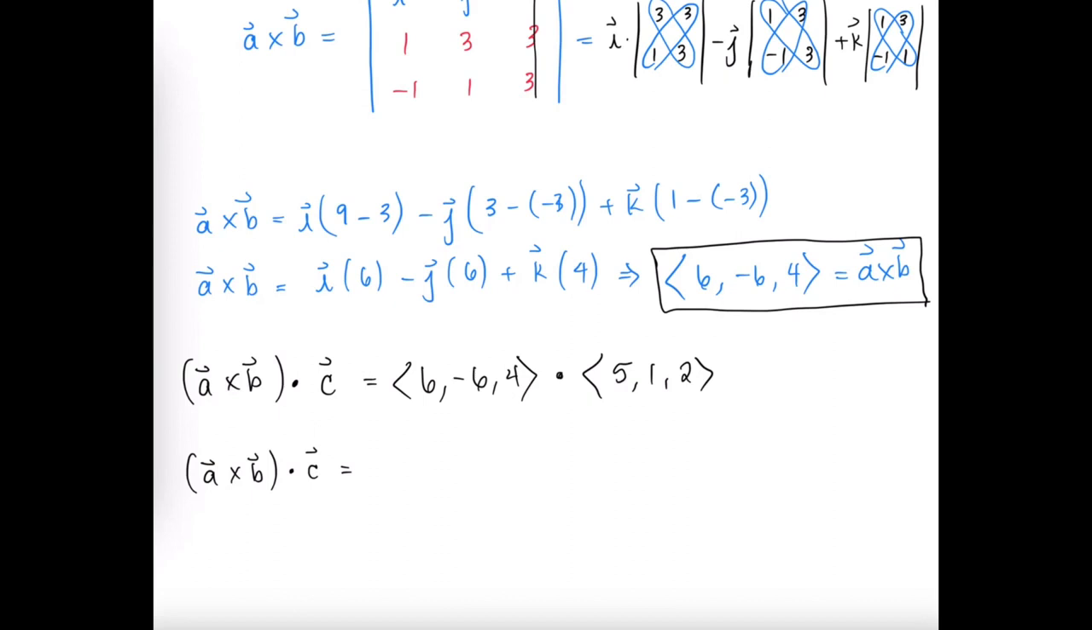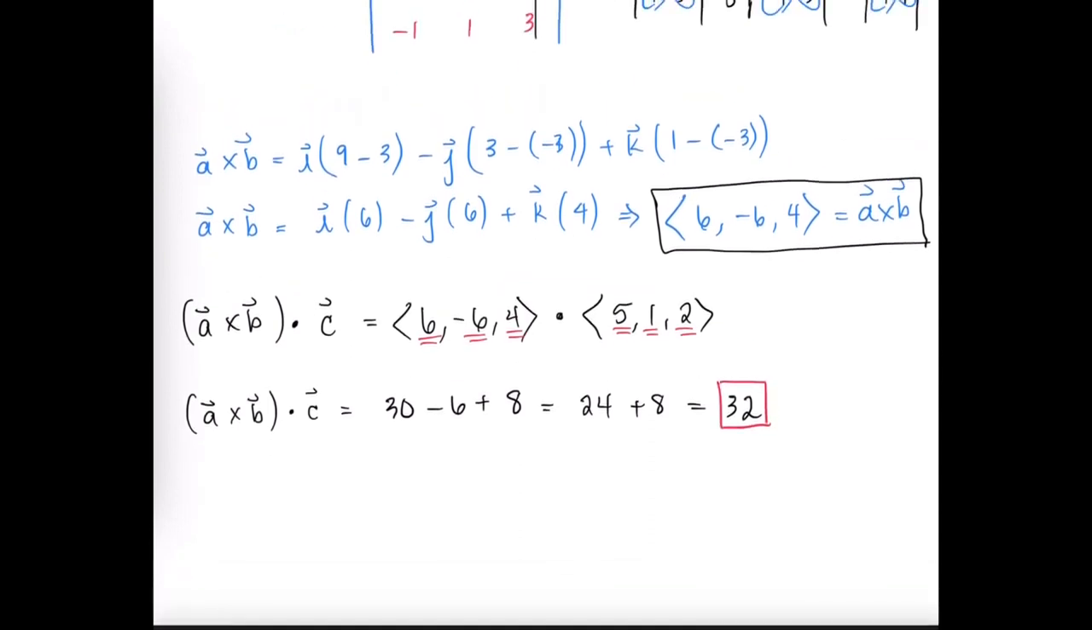So A cross B dot C is going to be the x component multiplied by the x component, so that gives me 30. And then y component times y component is negative 6, so we're looking at 30 plus a negative 6, or minus 6. And then we're going to add that to the z components multiplied together, and that's 8. So we've got 30 minus 6 plus 8. So that's going to be 24 plus 8, which is 32. And this is going to be the scalar triple product.